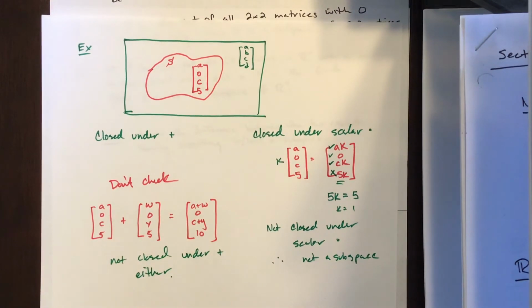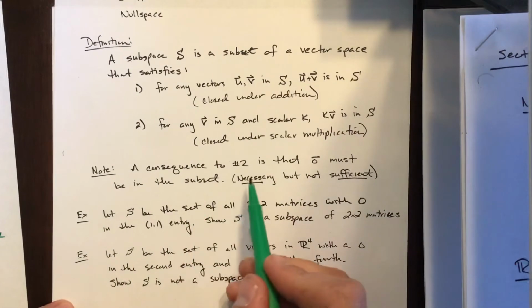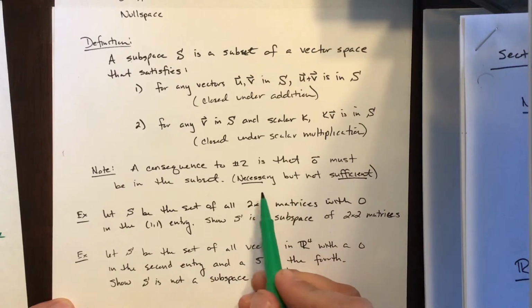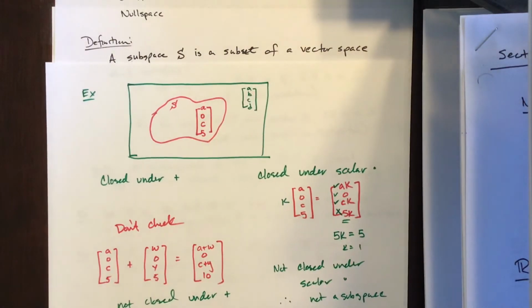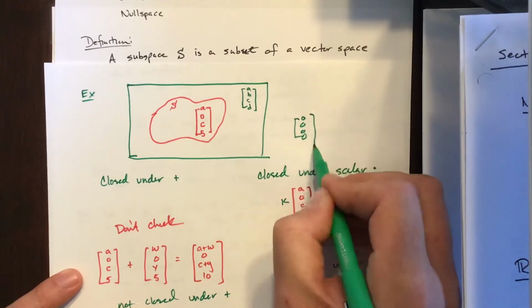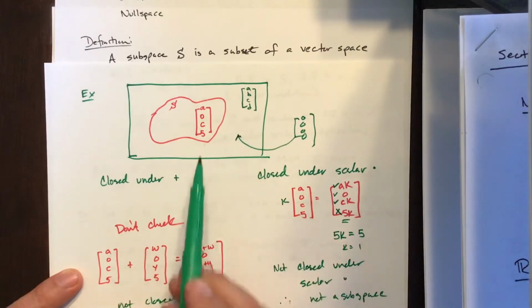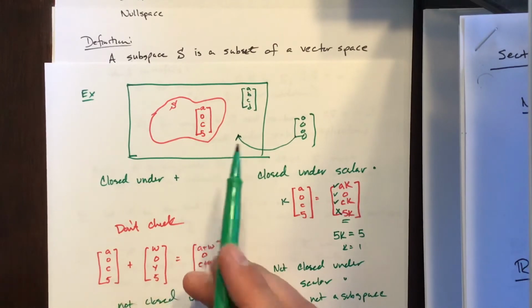Now remember from the front page, there was one thing that was, where did it go? It's right here. A consequence to number 2 is that 0 must be in the subset. It's necessary for the subset to be a subspace, but not sufficient. In this case, you can see that the element 0, 0, 0, 0 does not live in S. It lives somewhere outside of S because the last entry in the vector must be a 5.